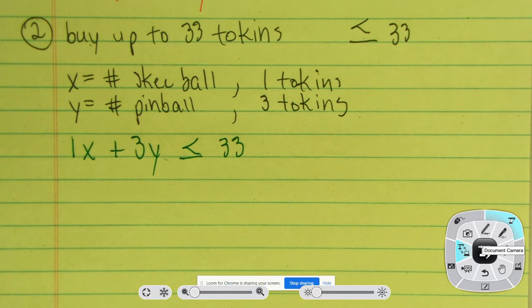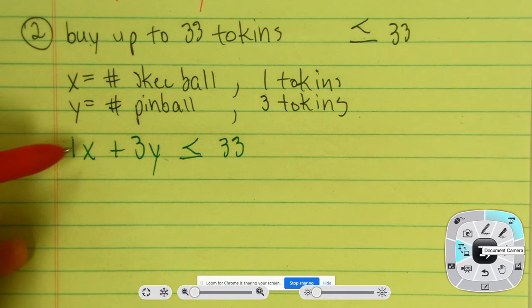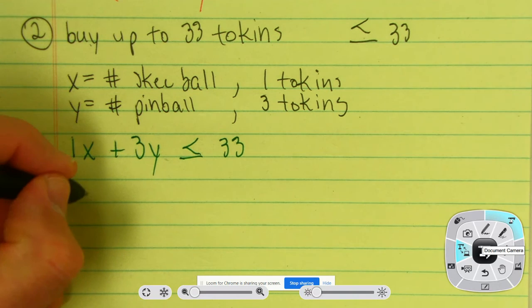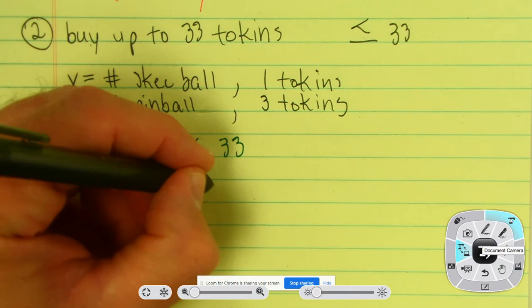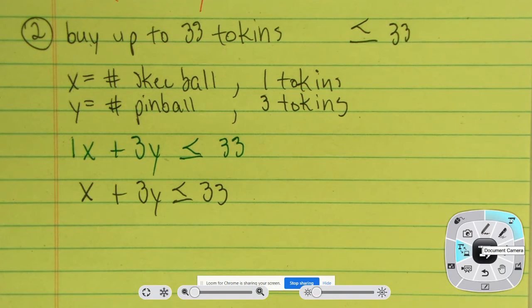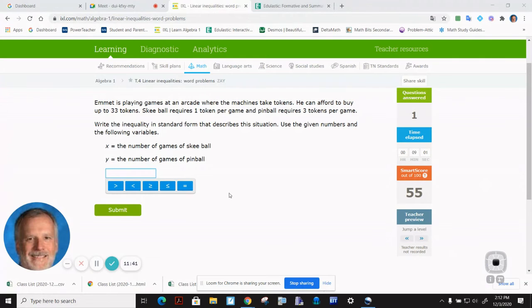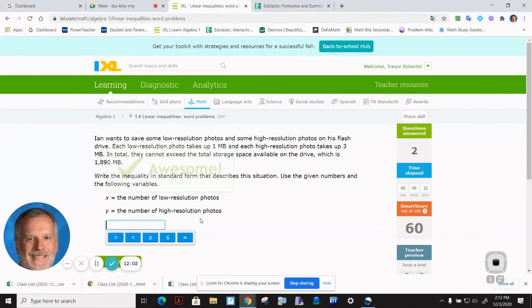Now, one of the things I'll point out to you, when we go to write our equation, we don't have to write the 1x. We know that already. We can write that as just x plus 3y is less than or equal to 33. So if I go back to IXL, what I'm going to have to do is put in that amount there. All right, so it's x plus 3y, and that is less than or equal to, so I have to choose this one, 33. So I've created an inequality. I'm putting it in. It's going to tell me I've got it right.